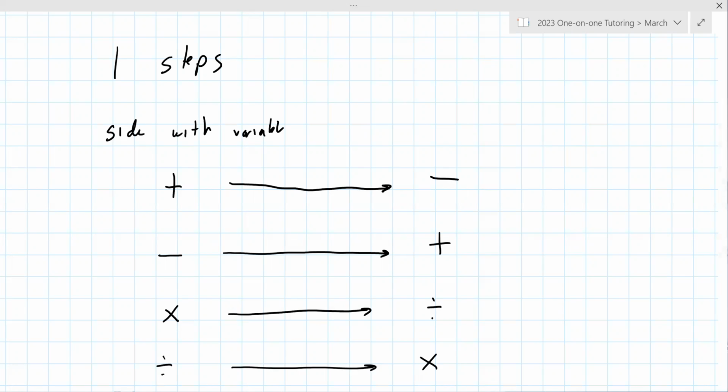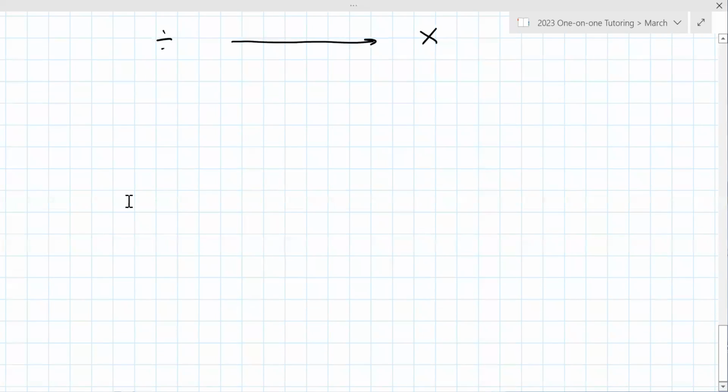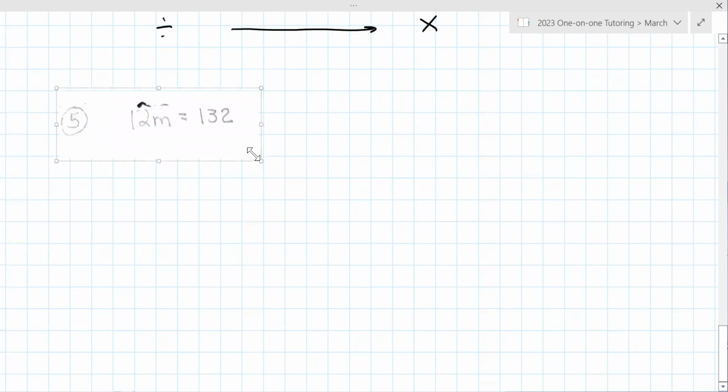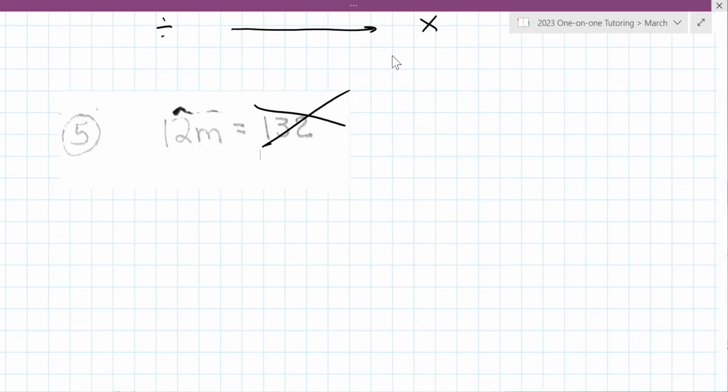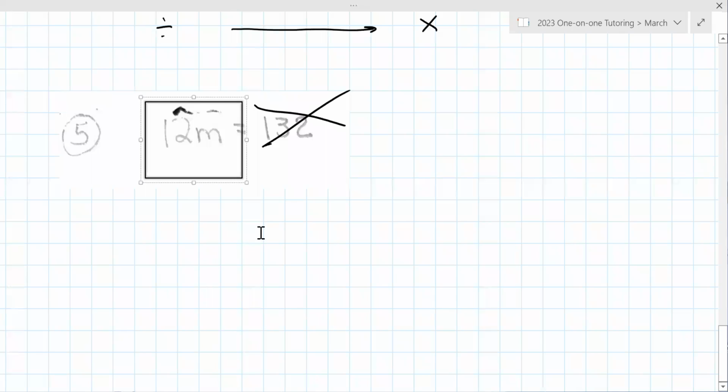Okay, and that answers the question of what is the step here? How do you solve? So it's multiplication. You look at the side with the variable. Your focus is on the side with the variable. Don't even look at that 132. It's just the side with the variable. What's going on? 12 divided by m. Yeah. So you divide both sides by 12.